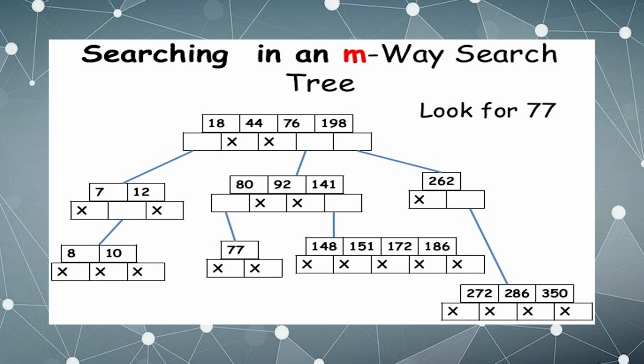So it means 77 should lie between 76 and 198, in the child of 76 and 198. So we follow the path of the right successor of 76, or we can say the left successor of 198. In the next generation the items already available are 80, 92 and 141. One by one our pointer will be fixed, first at 80. 77 is less than 80, so we can't go to a neighbor; there is no left neighbor available here, so we go to the left child of 80.